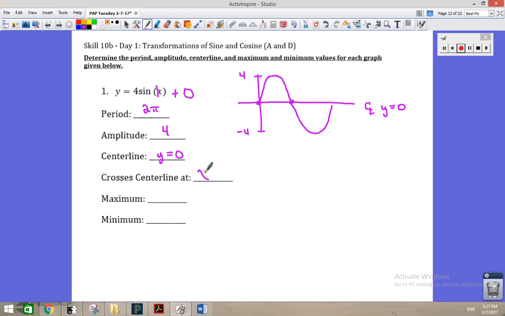So at x equals 0, plus any coterminal angle, and also here, because the period is 2 pi. So x equals pi plus any coterminal angle. The maximum value, because we've stretched it, vertical stretch, is 4, and the minimum value is -4.